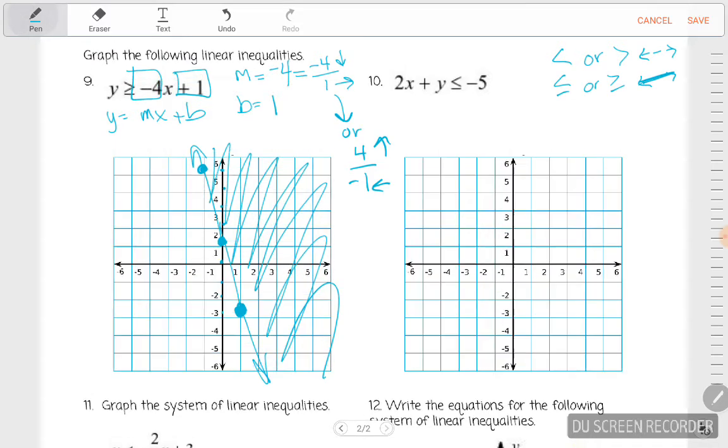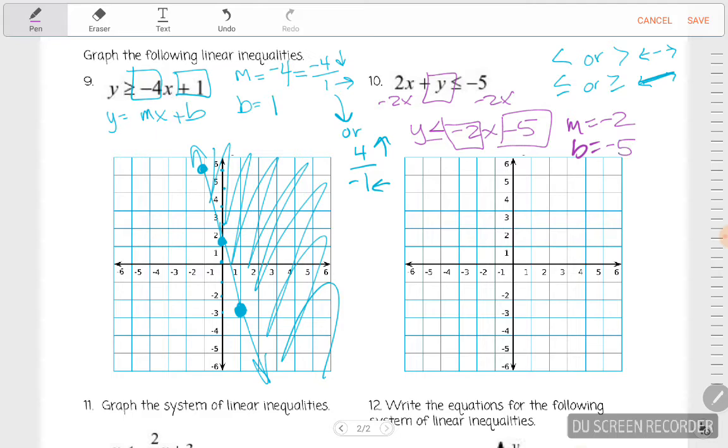Okay, looking at number 10, I need to get it into the right form, this y equals mx plus b form. So I need the y to be by itself. To do that, I need to subtract 2x from both sides. I get y is less than or equal to negative 2x minus 5. Again, from this, I need to get the slope and the y-intercept so I can graph. Slope is the number in front of x, so that's negative 2. Y-intercept is the number after x, so that's going to be negative 5.